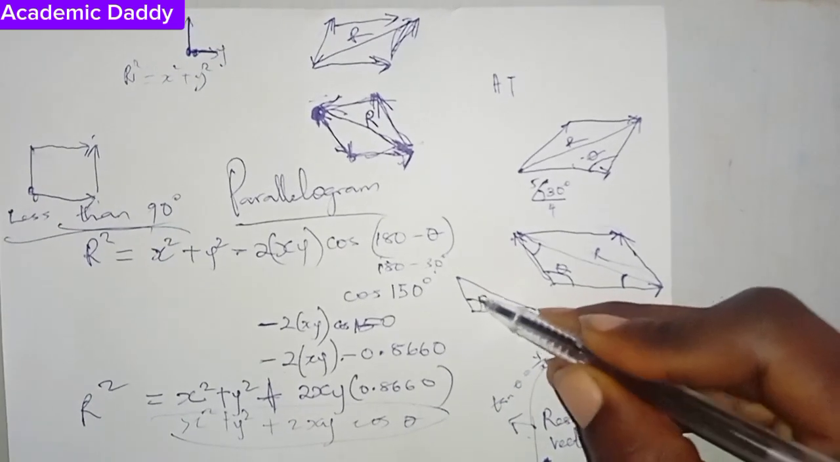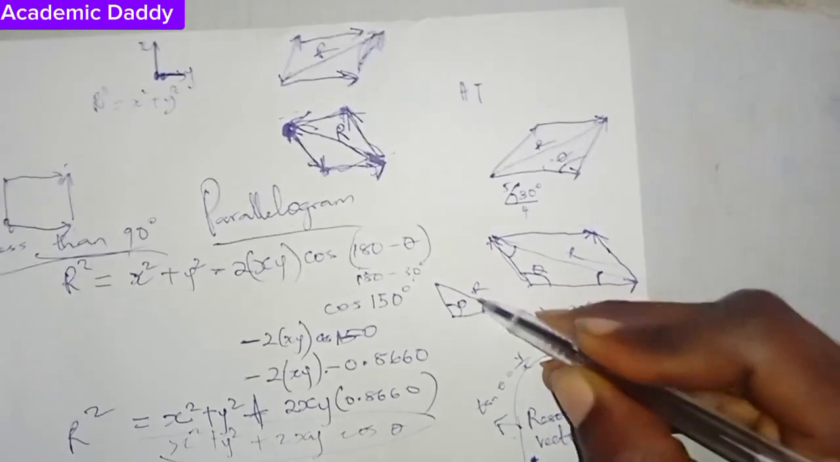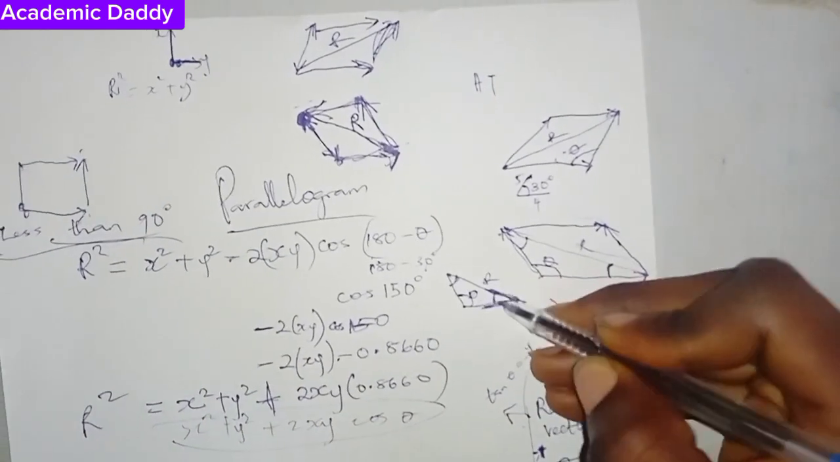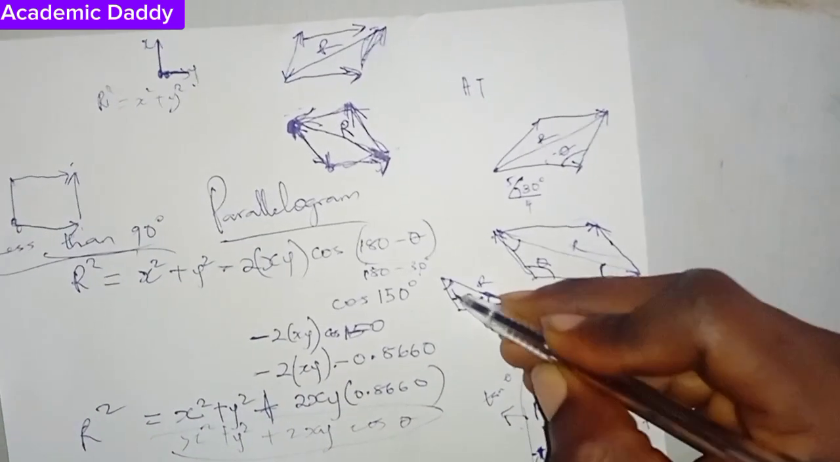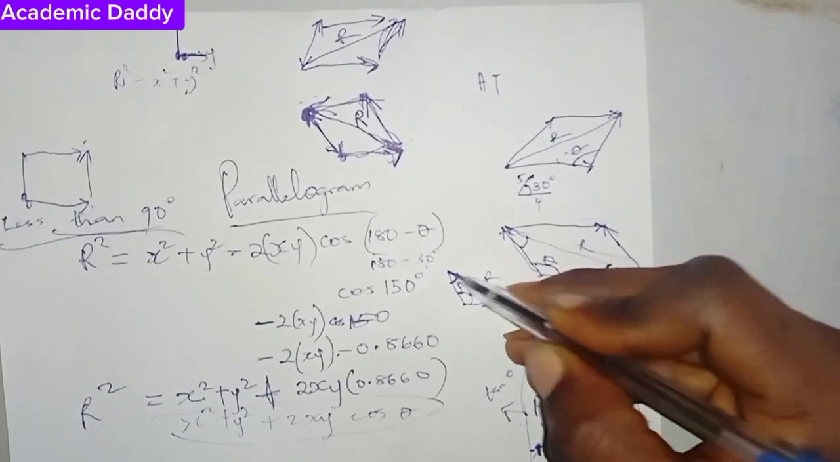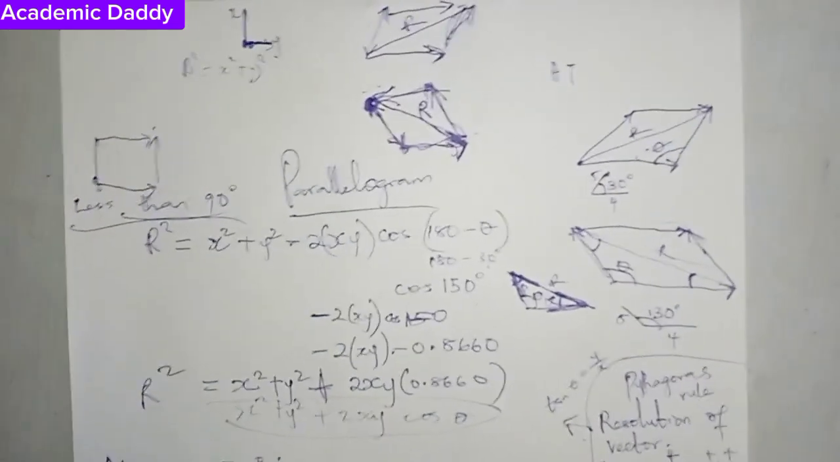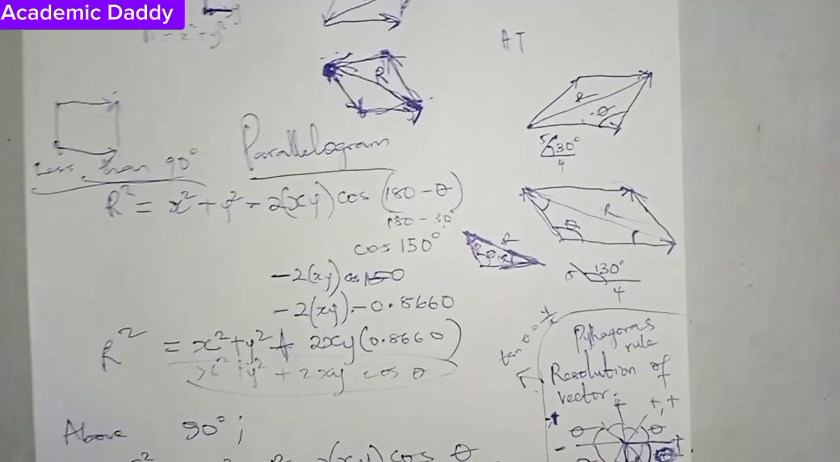So if I have this to be theta, this to be r, what is the angle between the resultant and the vector? Also, let's say this is alpha. Let's say this is beta. What is the angle between the resultant and the vector? Very important. So that is how you go about that.